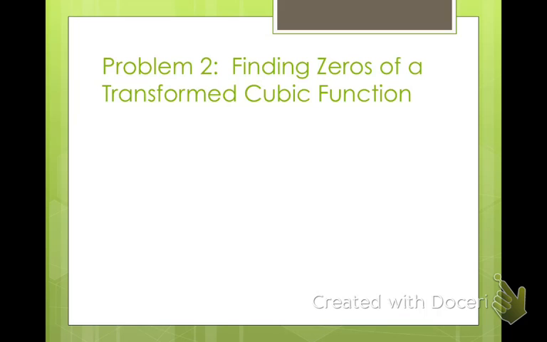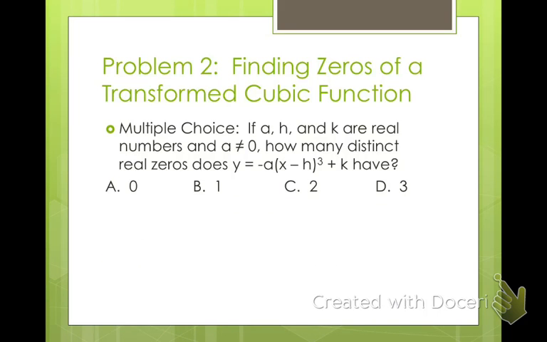Alright, we're going to find the zeros of a transformed cubic function. So if a, h, and k are real numbers and a is not equal to 0, how many distinct real zeros does y equals -a times (x minus h) cubed plus k have? So in order to figure out how many real solutions we have, we need to solve for x. So the first thing we need to do is set it equal to 0. Then we're going to subtract k from both sides, and then we divide by -a. So we have (x minus h) cubed equals k over a.